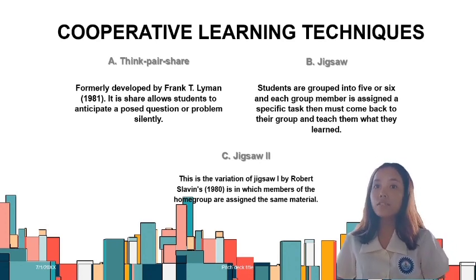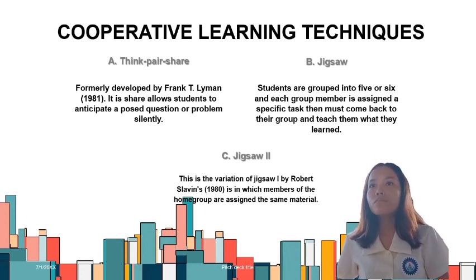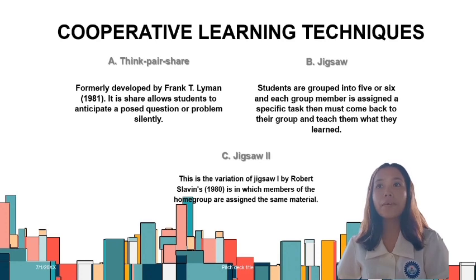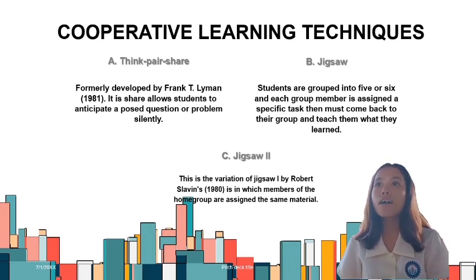And the next is the jigsaw. What is the jigsaw? In jigsaw, students are grouped into 5 or 6 and each group member is assigned a specific task. Then they must come back to their group and teach them what they learned. So parang same siya dito sa think pair share. Nag-share ng kung ano yung naintindihan or ano yung natutunan mo dun.